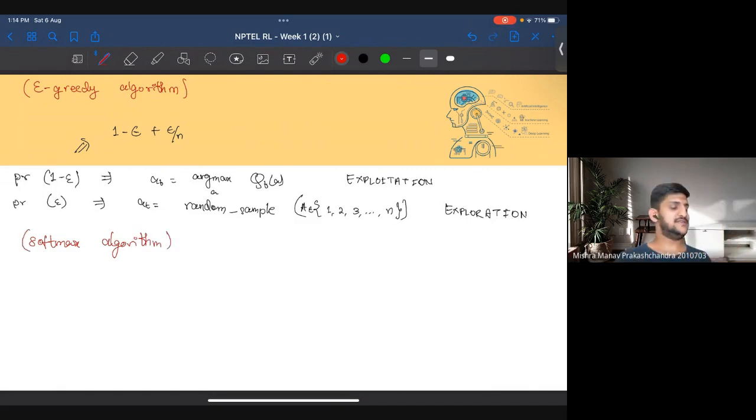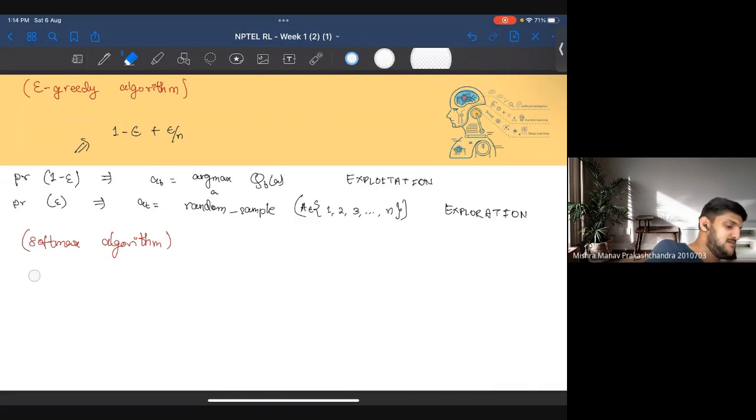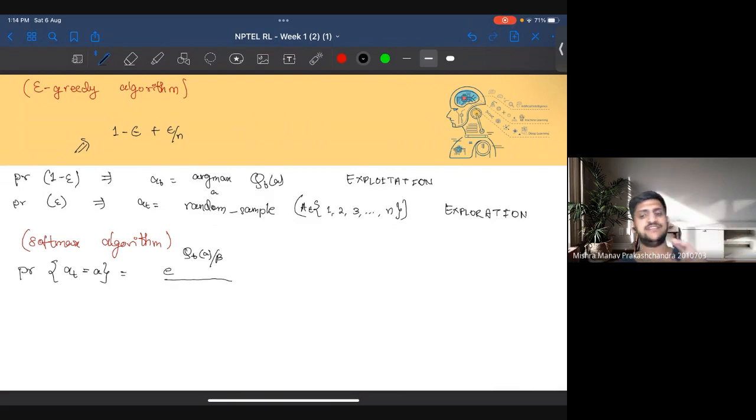In the softmax algorithm, I'm comparing, relative to the other Q values that I have, what weightage I give to the particular arm that I'm choosing. So the probability that I select arm A is given as e to the power Q_t divided by B, where B is a temperature parameter. This determines the sensitivity of the weightage that you want to give.